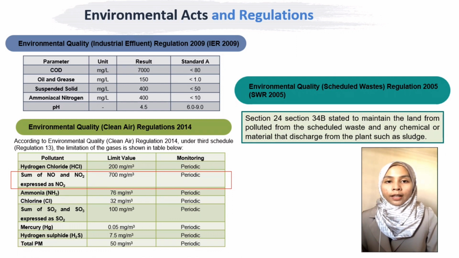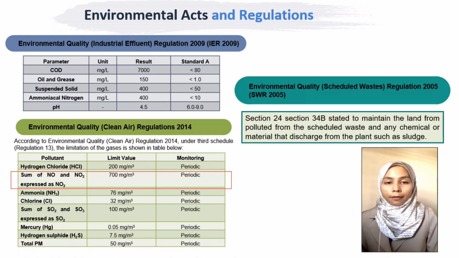There are specific limits for each parameter outlined in the 5th Schedule of IER 2009. For the wastewater from the nitric acid plant, the parameters being observed are chemical oxygen demand, suspended solids, oil and grease, pH value, and ammoniacal nitrogen.